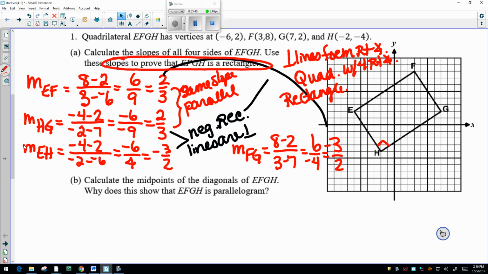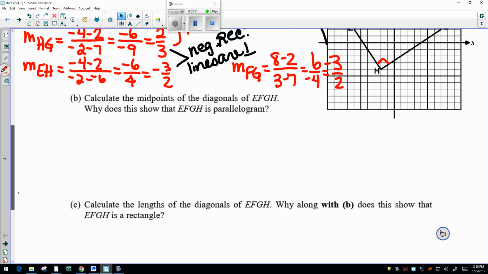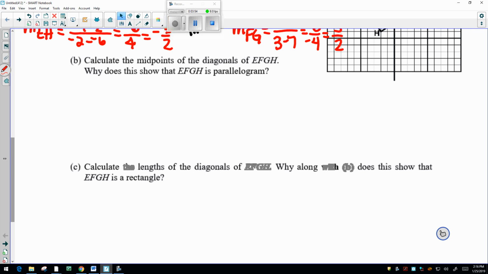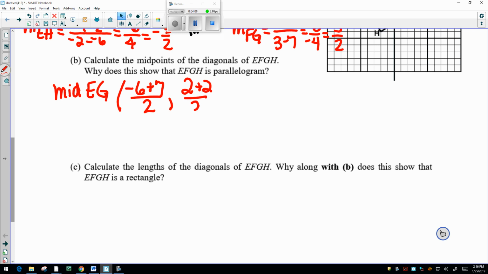Okay, so now for part B, it's saying we're going to calculate the midpoints of the diagonals. So if we did the midpoint of EG, EG being one of our diagonals, midpoint, we're going to add up the 2 x values divided by 2, and then do the same with the y's. Add up our 2 y values and divide it by 2. So when we do that and simplify, I get 1/2, 2.